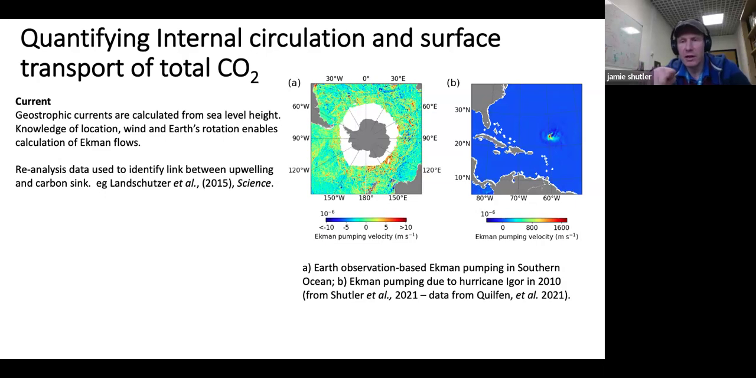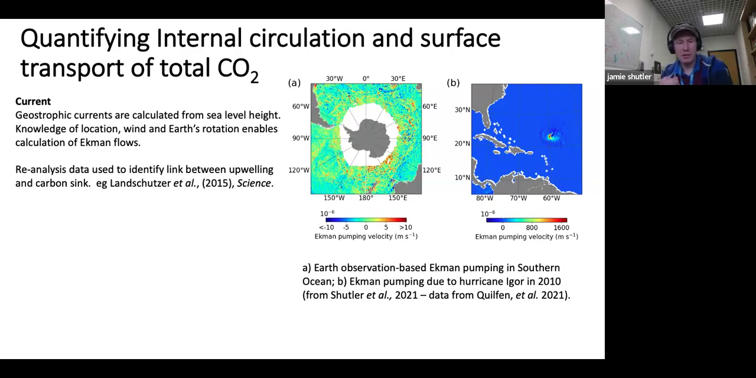So on the left and on the right here, we have 2 examples. This is work showing Ekman pumping in the Southern Ocean. And the one on the right is actually the Ekman pumping due to a hurricane as it tracked across the Atlantic.